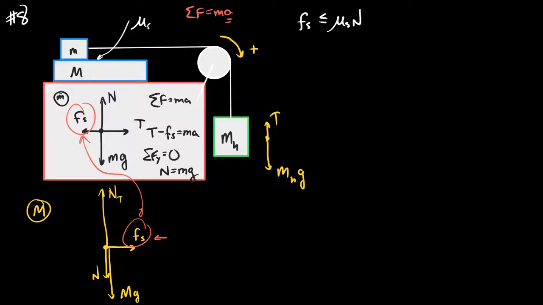All right. Now, over here, net force is going to equal capital MA, which is going to be the static frictional force equals capital MA. And last, MHG minus tension equals MHA.